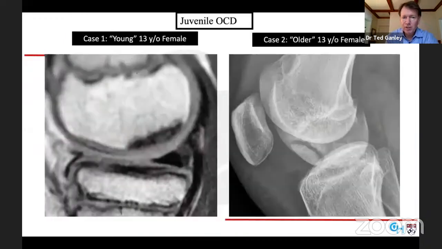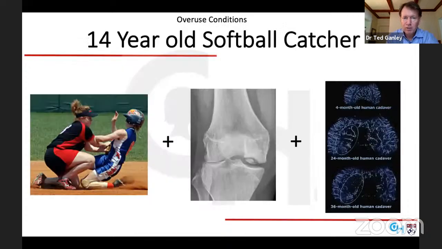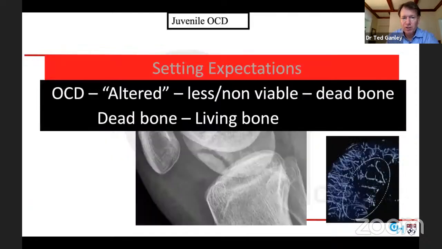So who does this occur in? This is the 13-year-old catcher. You can get a young 13-year-old female or an older 13-year-old female. And you can see the OCD lesions can look different in those, and the degree of closure of the physis is different as well. So this is a 14-year-old softball catcher, and we'll show that combination of conditions.